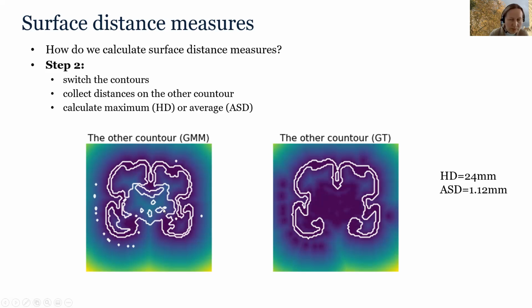So if we take the maximum, we get the maximum error that is there. So it turns out to be 24 millimeters, which is huge. That tells us that this segmentation is not particularly robust. Average surface distance is 1.12 millimeters, which is a bit better, but given that the fetal brain is very small, this is still quite a large number. So it does show that this segmentation was not particularly successful.